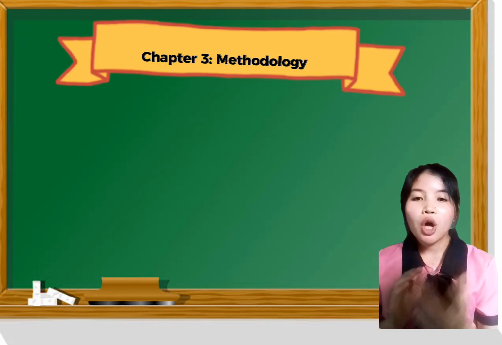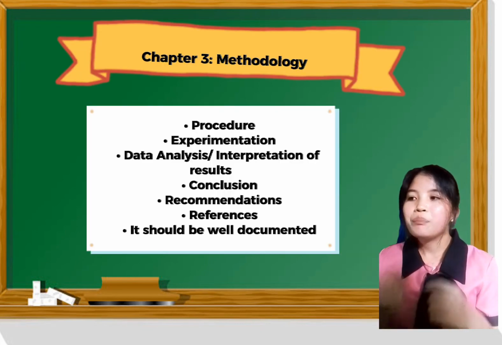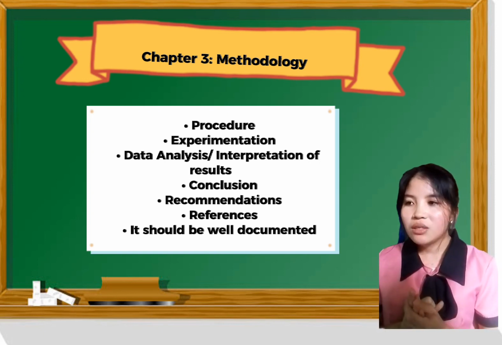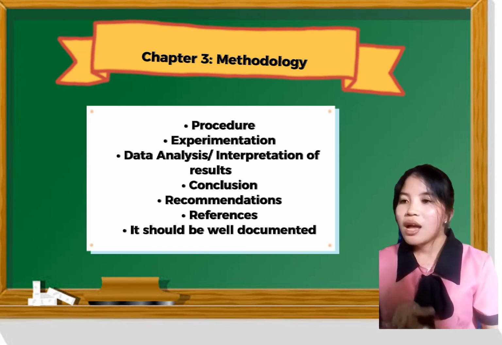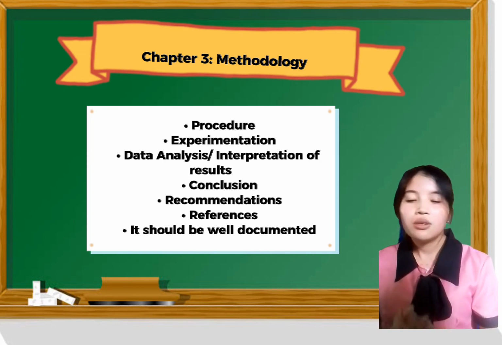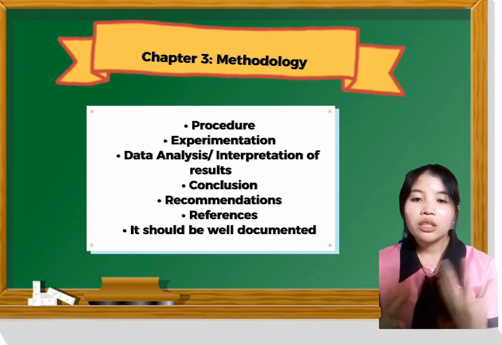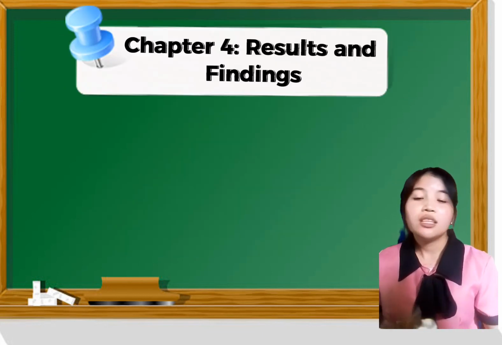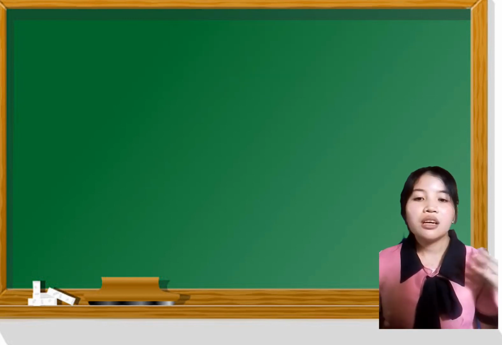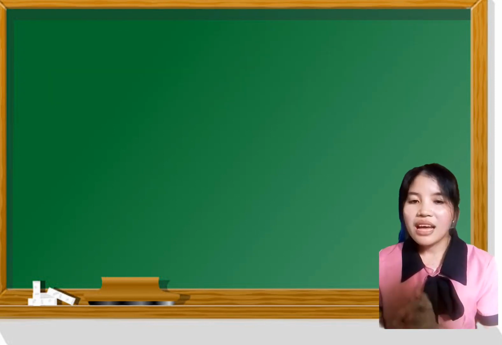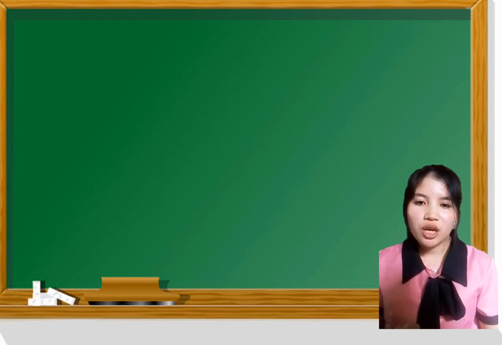Chapter 3, methodology: the procedure, experimentation, data analysis or interpretation of results, conclusions, recommendations, and references, and it should be well documented. Chapter 4, results and findings. And chapter 5 is conclusion and recommendation. So that is all about the investigatory project.